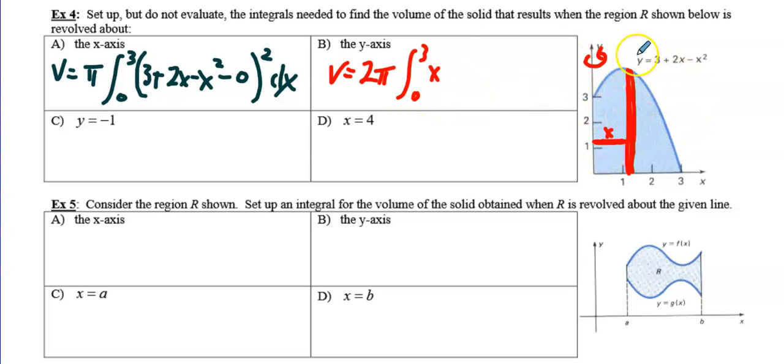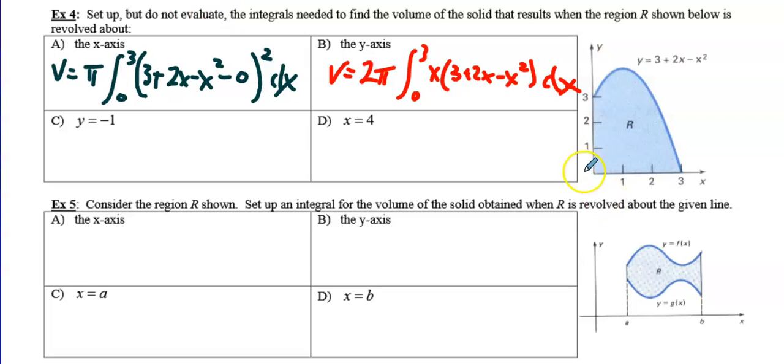Our height is going to be top function minus bottom function, just like when we did area, and actually what we did over here as well. No squaring, and then dx. All right, so we have our 2 pi, we have our r, which is the circumference of our circle, we have our height, and then we have the width of our rectangle.